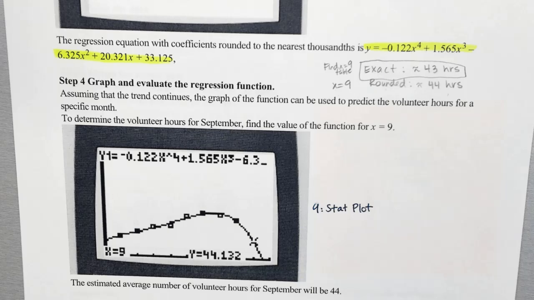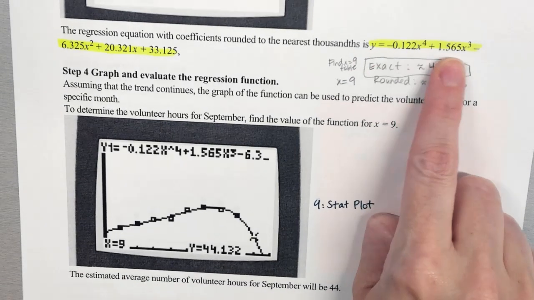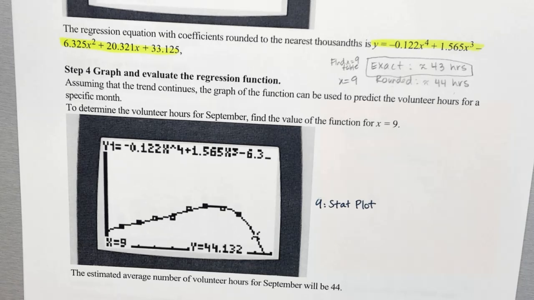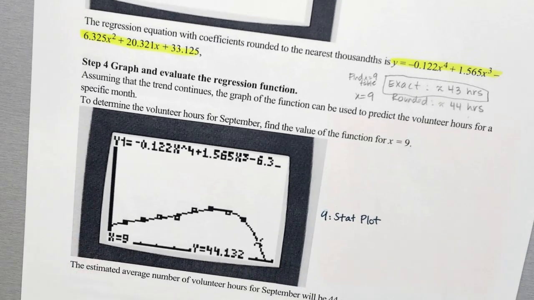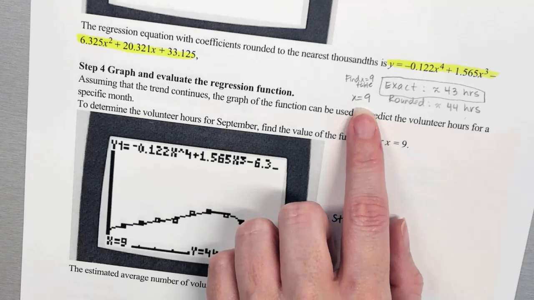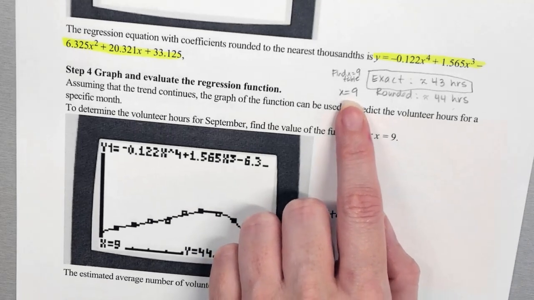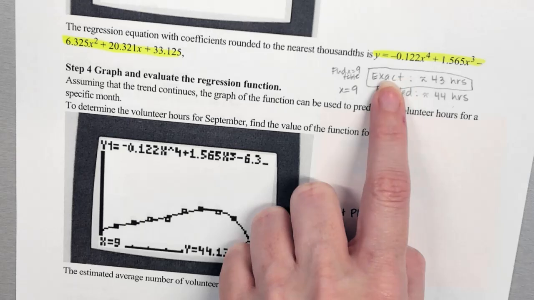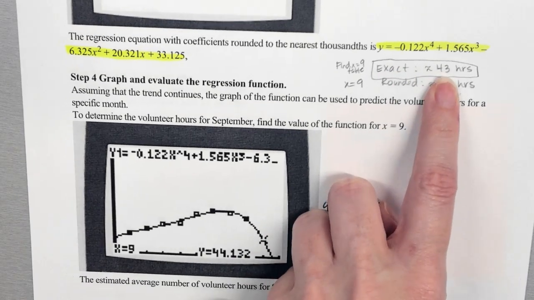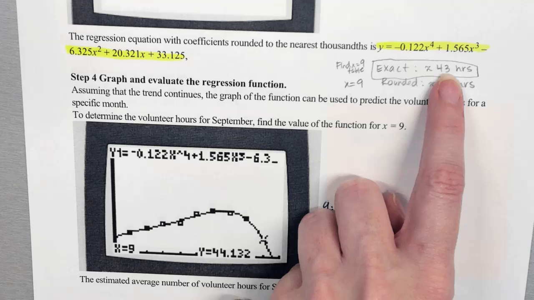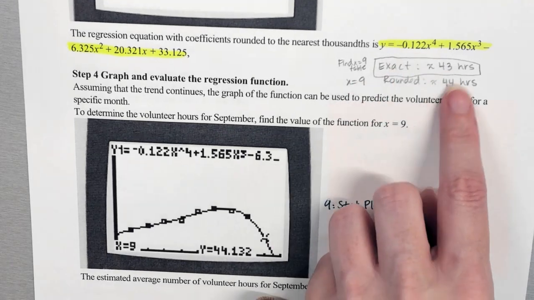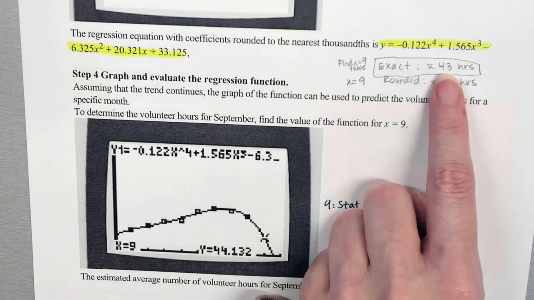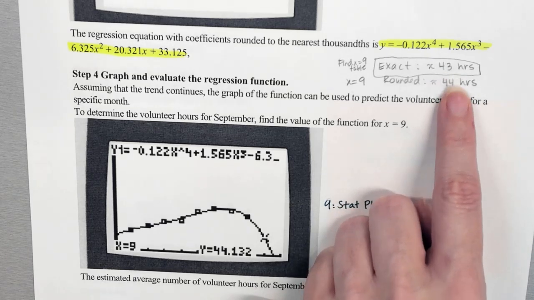Okay, so once you have your function, then it's asking you to find what happens the following year, is what it said, right? So in August it was 8, so the next month, or sorry, not the next year, the next month would be 9. And then for your exact value, you should get 43 hours. So I've shown you how to do your exact value. I want you to know how to do your exact value. If you just plugged in 9, you get the 44, which is why I want you to do the exact one, okay? Because they are a little bit different.